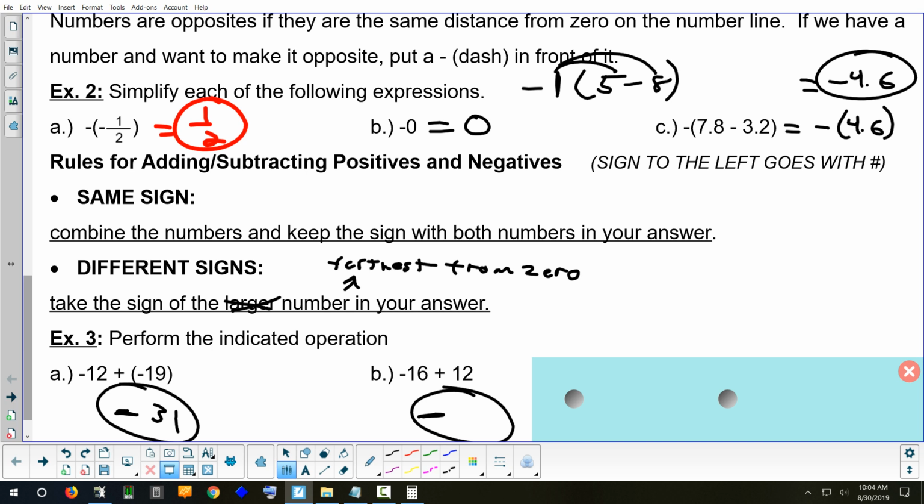You subtract them. So think in your head now, okay, I'm going to find the difference between these two numbers, larger minus smaller. So what's the difference between 16 and 12? Negative 4. So when you have different signs, take the sign of the larger number and subtract them. When you're adding numbers with opposite signs.